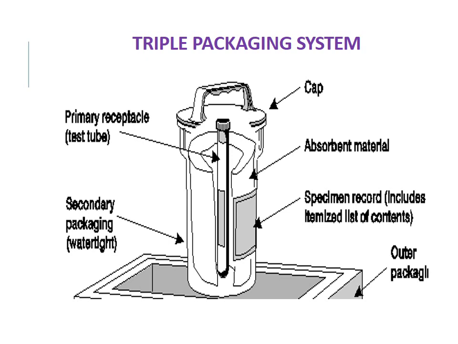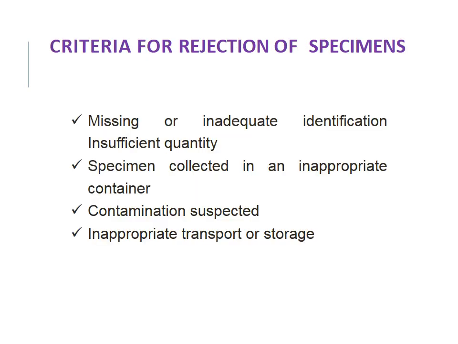container which has a tight cap, that should be watertight, and then the container should be kept in an outer packaging, that is the carton box, and the secondary packaging should contain the specimen record, which includes the contents inside the tube. So these are all the things that should be followed while packing a specimen.